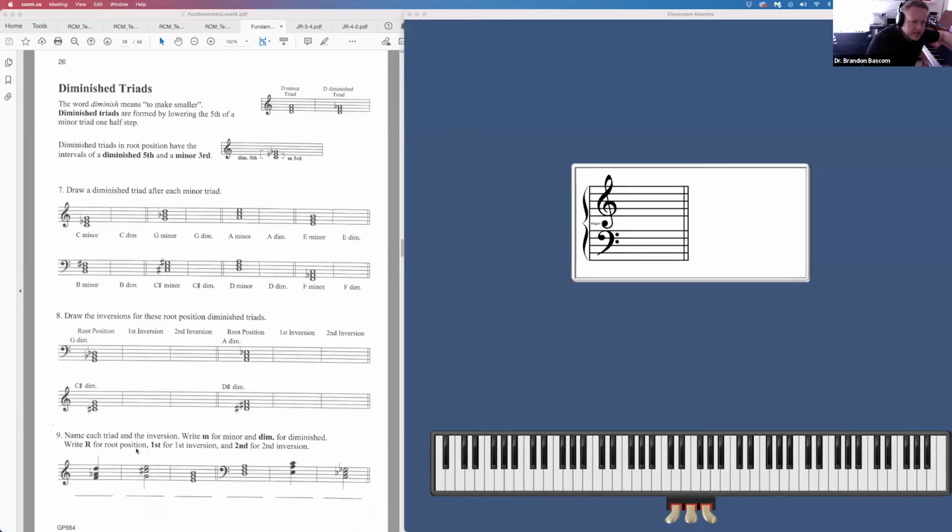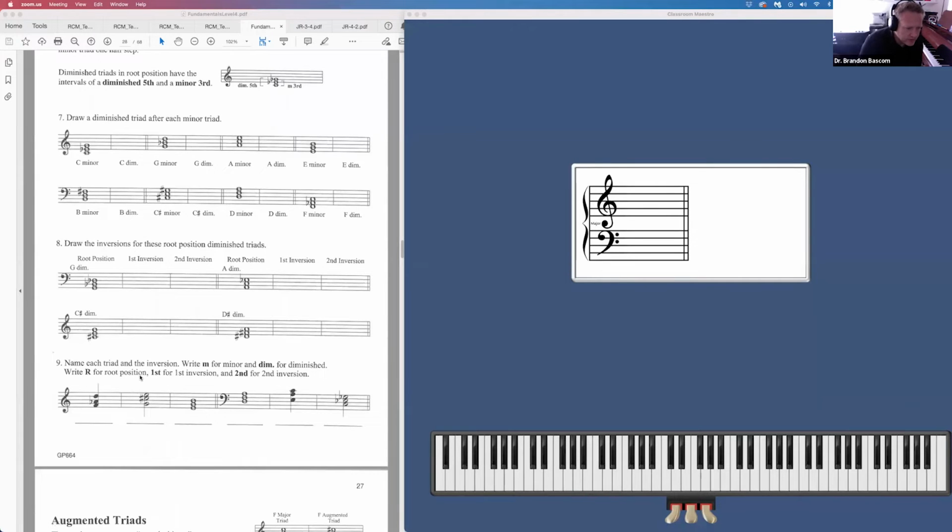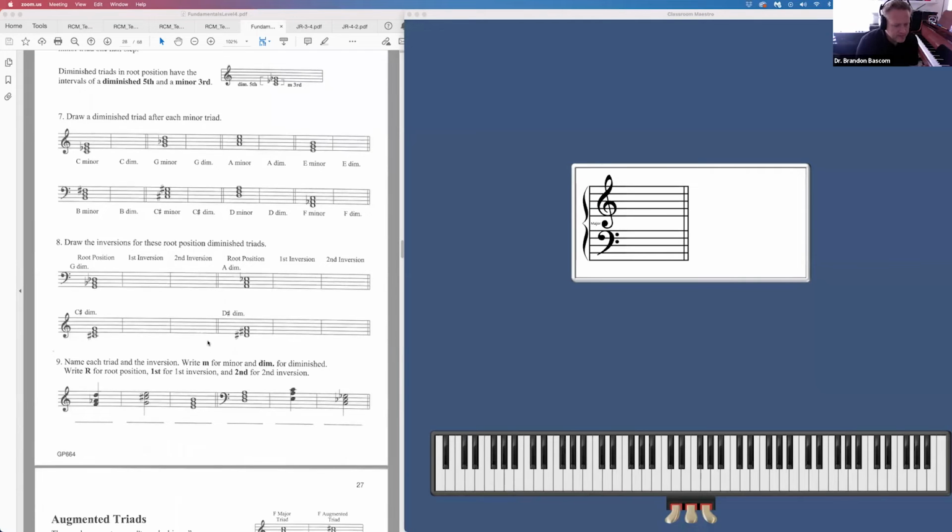Page 26 is a review on diminished triads. Again, that's 1/2 step smaller than a minor triad. So we are lowering our top note 1/2 step. We are inverting our diminished triads in part 8. And in part 9, we are identifying which inversion our diminished triads are in.